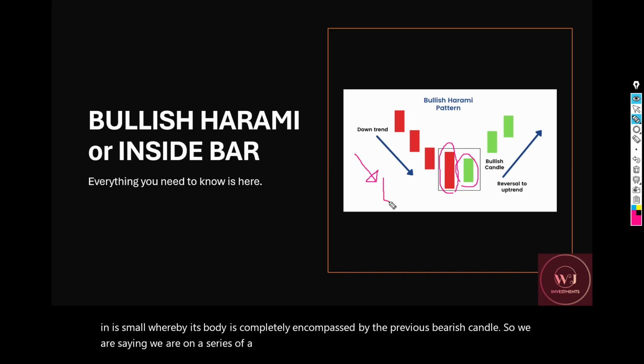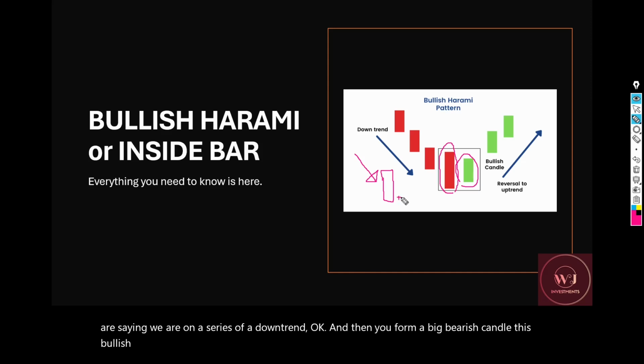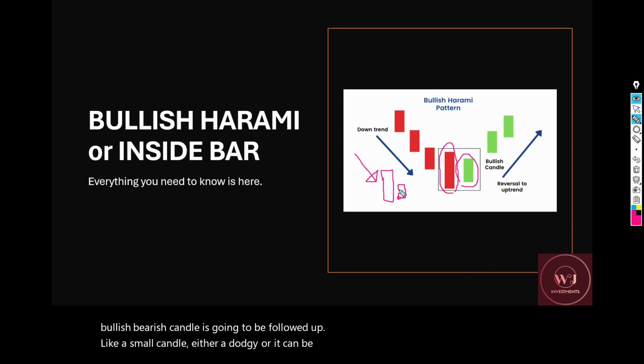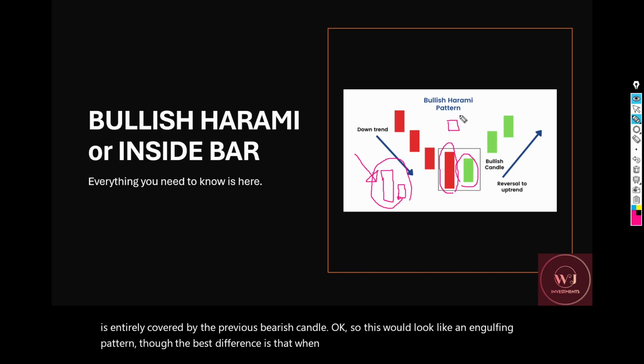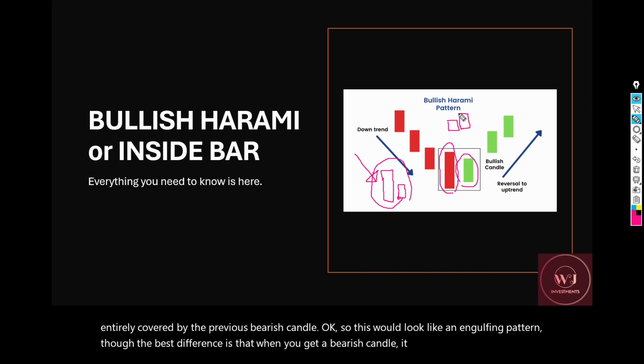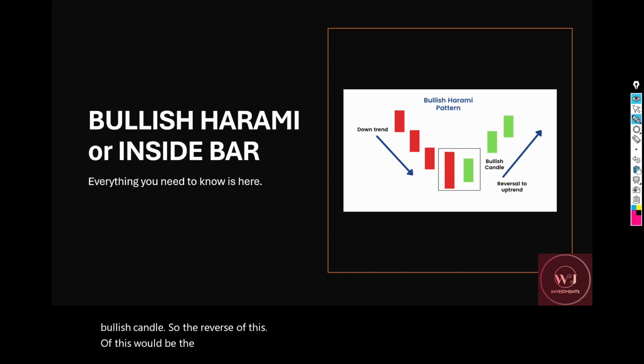And then you form a big bearish candle. This bearish candle is going to be followed up by a small candle, either a doji or any normal candle which is bullish, but its body is entirely covered by the previous bearish candle. This would look like an engulfing pattern, though the basic difference is that in an engulfing pattern the bearish candle would be engulfed by the bullish candle. So the reverse of this would be the harami, or what we call the inside bar.